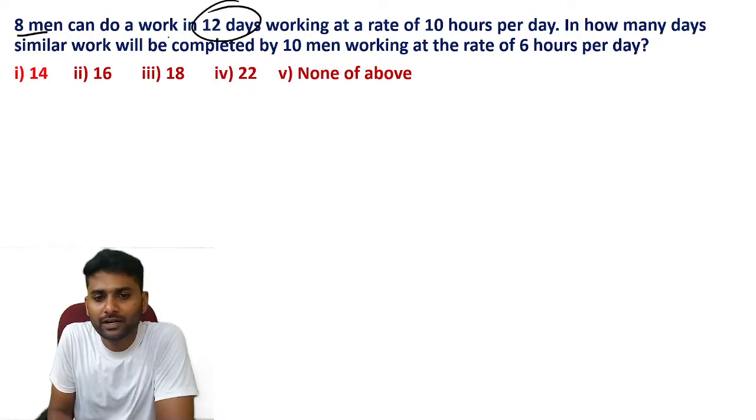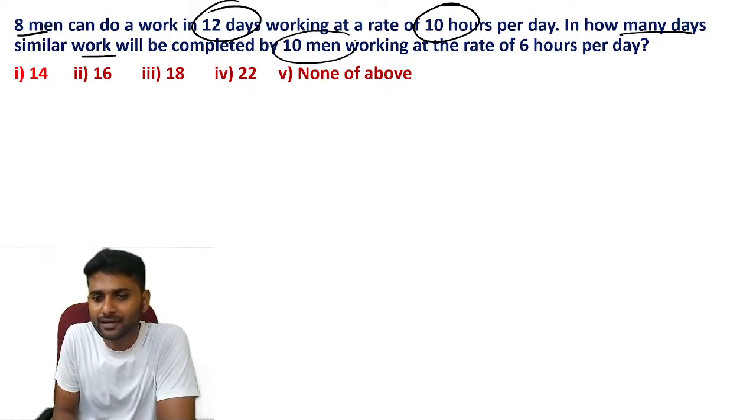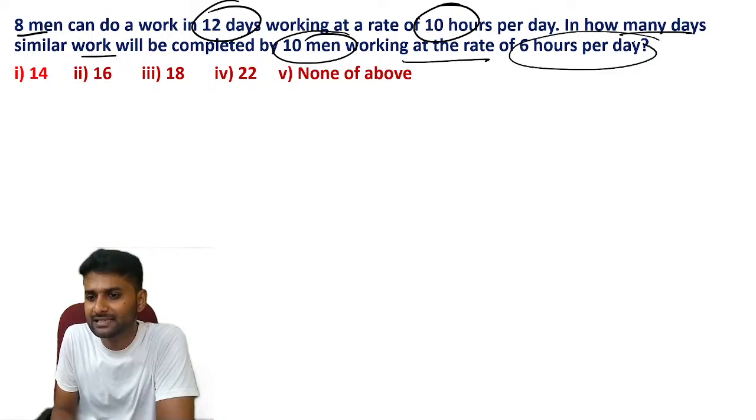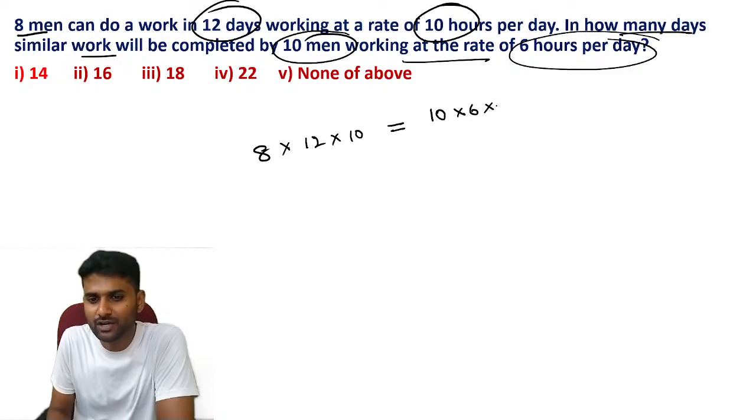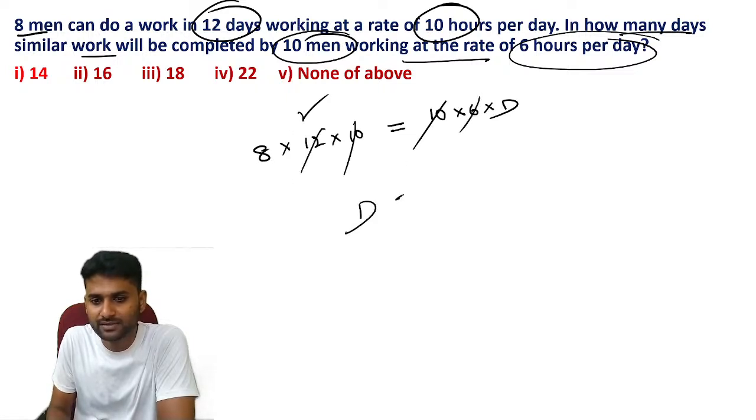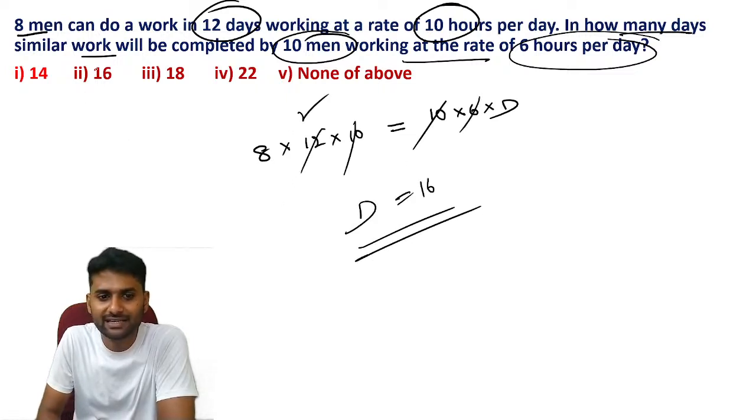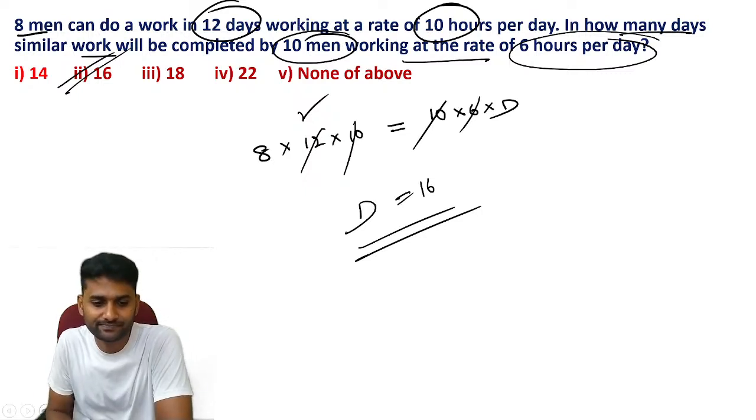8 men can do the work in 12 days, working at 10 hours per day. In how many days will similar work be completed by 10 men working at 6 hours per day? 8 men, 12 days, 10 hours per day. They clearly mention that it's a similar work. 10 men, 6 hours per day. So we have to identify how many days it takes. Let's cancel these numbers. Again, it is exactly 2 times. Then it requires exactly 60 days.